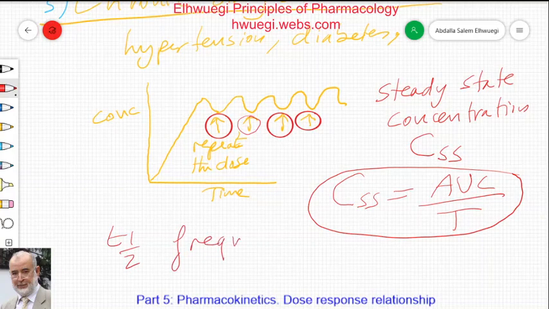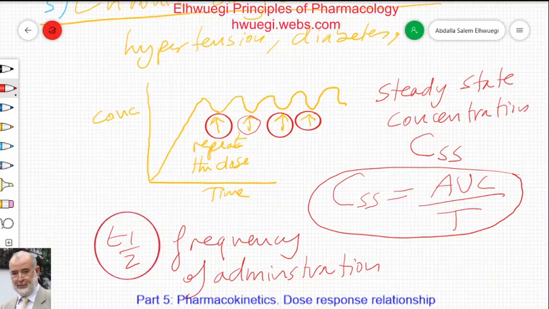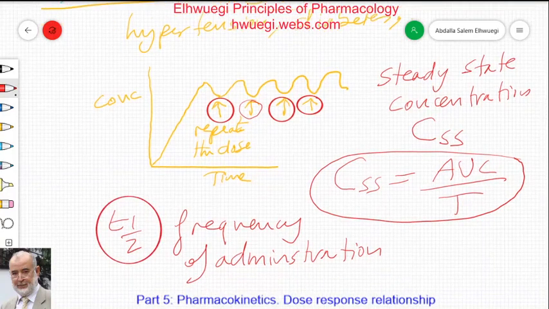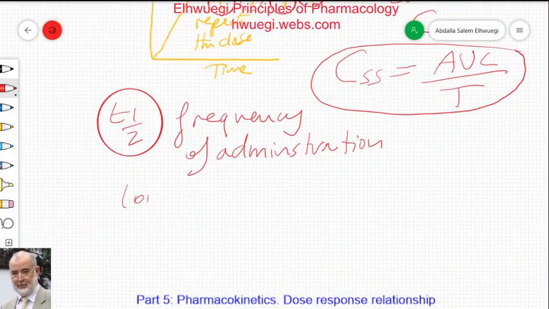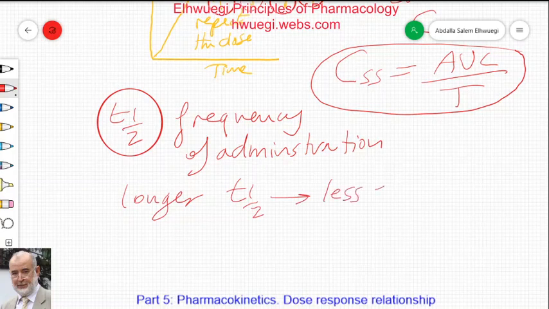Frequency of administration: is the drug going to be taken once a day or twice a day or 3 times a day to keep the steady state concentration? This depends on the half-life time of the drug. Of course, the longer the half-life time, the less is the frequency of administration. Longer T-half means less frequency of dosing.